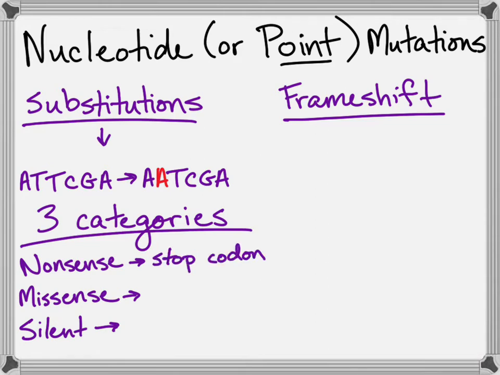So nonsense mutations create a stop codon. That means when this DNA is translated into mRNA, where there was no stop codon because maybe it was in the middle of a protein coding region, now there's a stop codon, and that protein is just much shorter than it would have been. A missense mutation just puts a new amino acid in place of an old amino acid, a different amino acid.